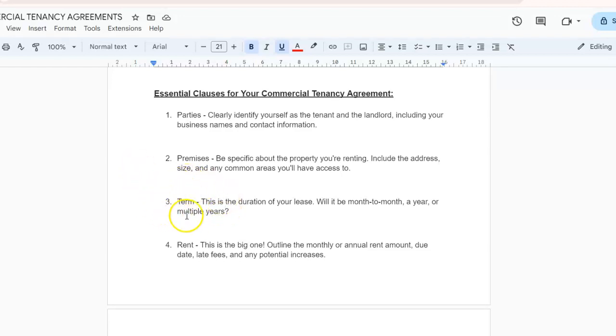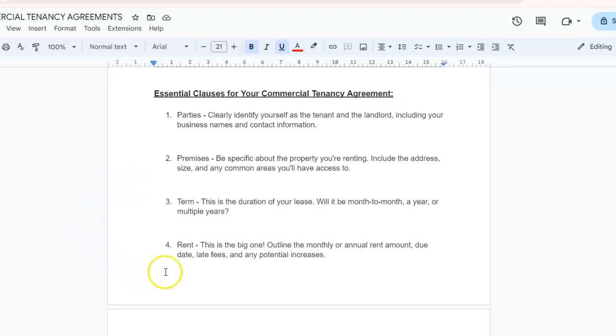Number three, it must contain a segment for term. Here you need to clearly state whether it's a fixed term or month-to-month. Clearly state the lease duration. Be specific about start and end dates. For month-to-month agreements, you need to define the notice period required for termination by either party. And in terms of renewal options, you need to state, will the lease automatically renew after the initial term? And if so, under what conditions and at what rent?